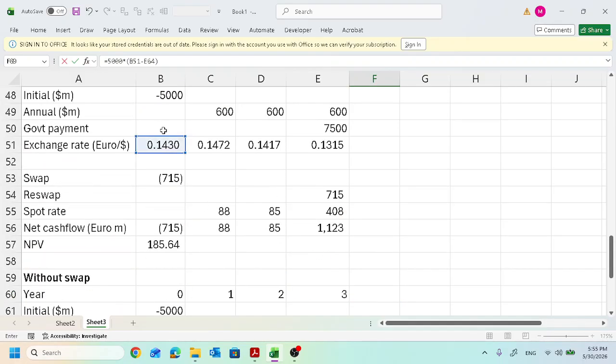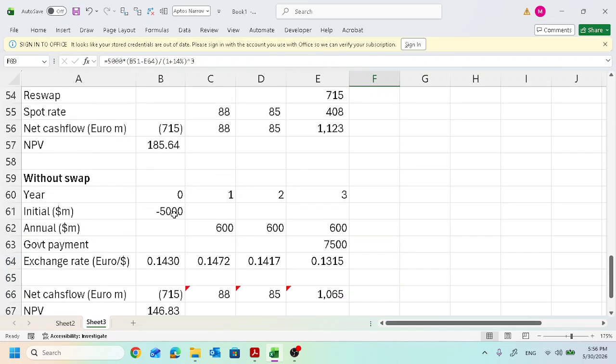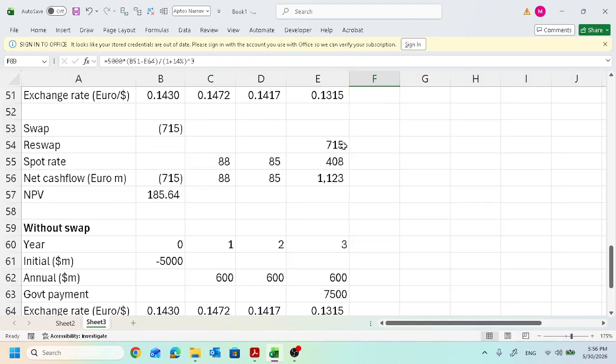So swap rate, spot rate, difference for this 5,000, and I have to get the present value of this at 14%. Year 3, use the PV factor or use the formula 1 plus 14% to the power of 3, 38.81. See, easy option. If you find this explanation confusing, go with the recalculation. Everything taken together. Last year, there is nothing called reswap.